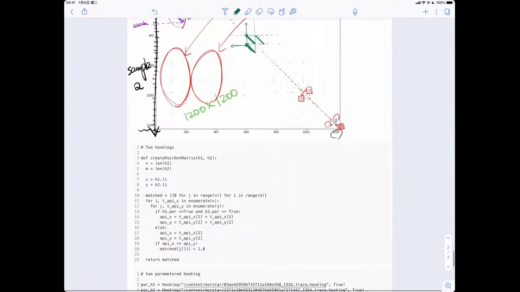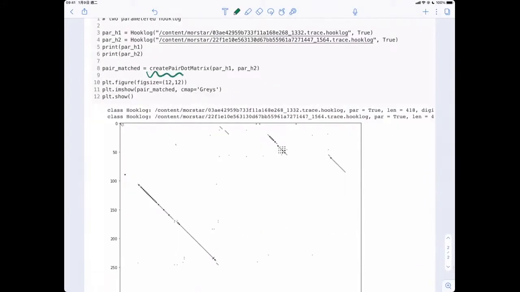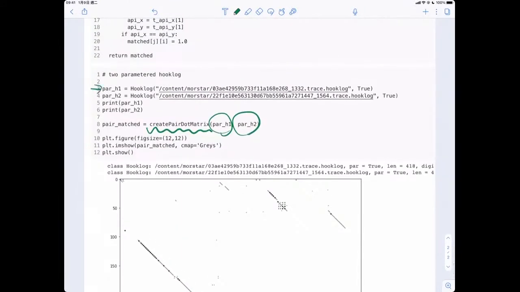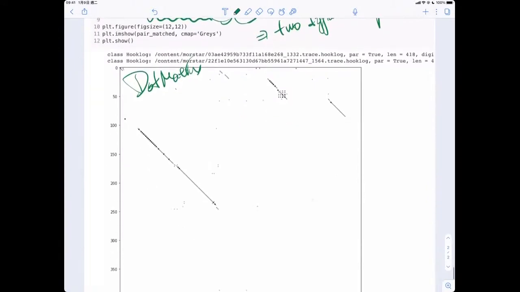OK, so that is one of the ways you use a dot matrix to observe a sequence. Okay, next is another example. It's right here. Create a dot matrix. However, currently I have 2 sequences. These 2 sequences are from 2 different malwares. However, they are from the same family. So it is the same malware family, but they are two different samples. By drawing the dot matrix using these two different samples, okay, the result is right here.